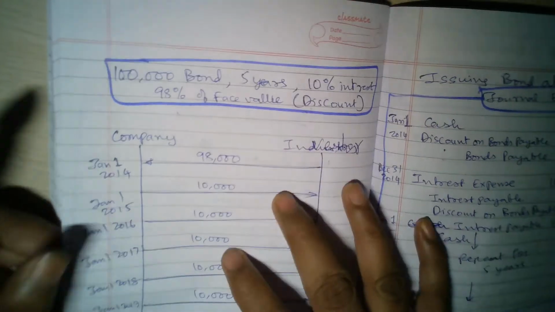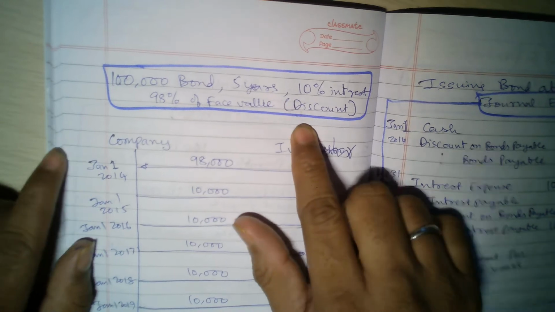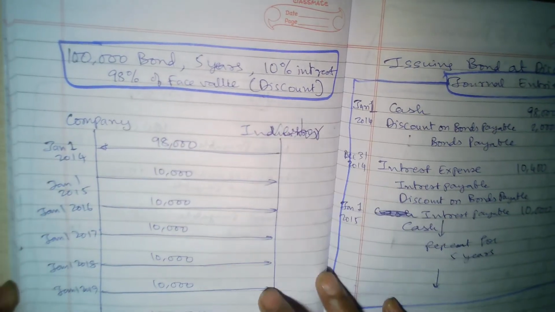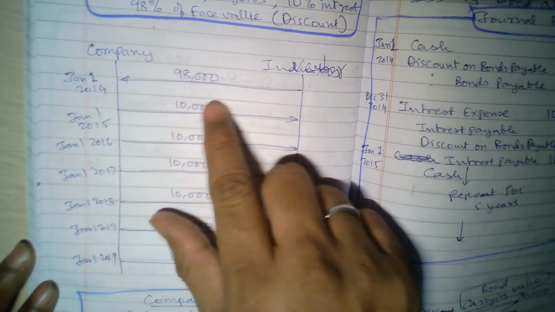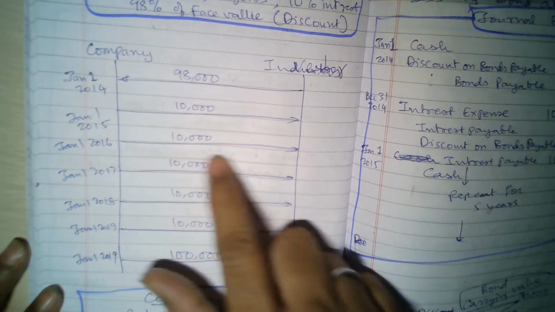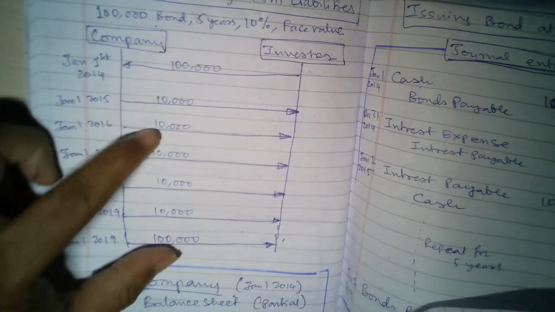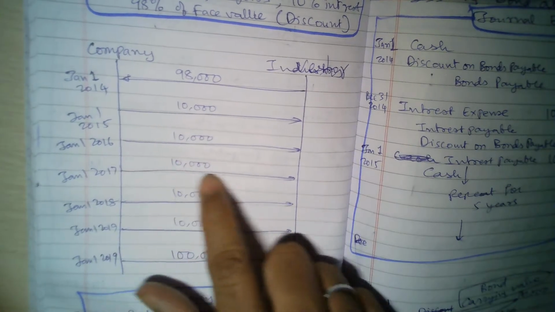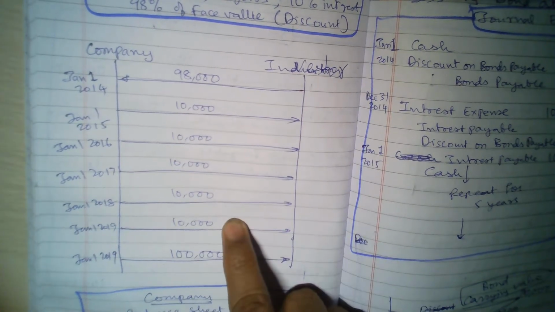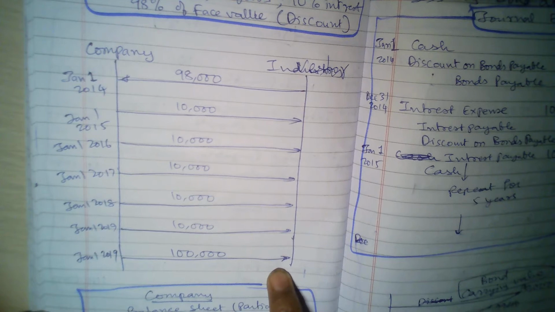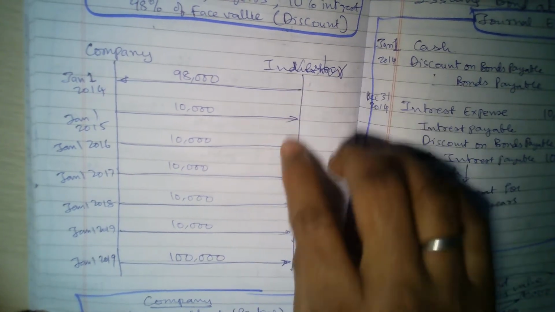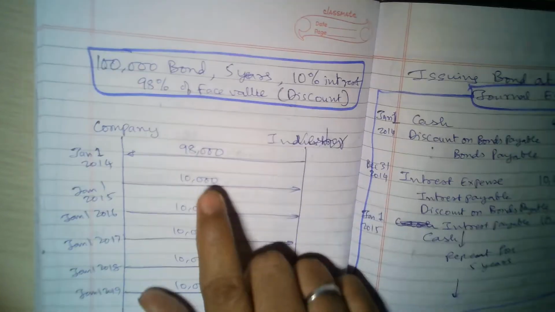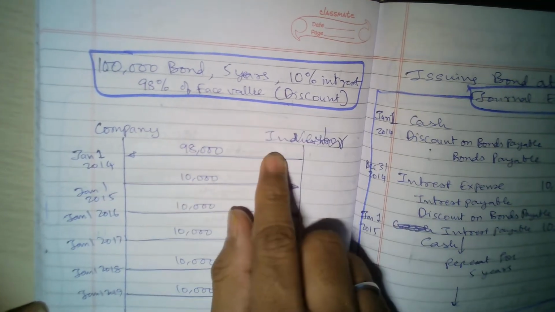Now coming to a bond issued at a discount. When the bond is issued at a discount, the company gets a smaller amount of cash initially, but the remaining payments are exactly the same. All the interest payments are on face value and the final payment to the investor is also on face value. The company issues at a discount to attract the investor.